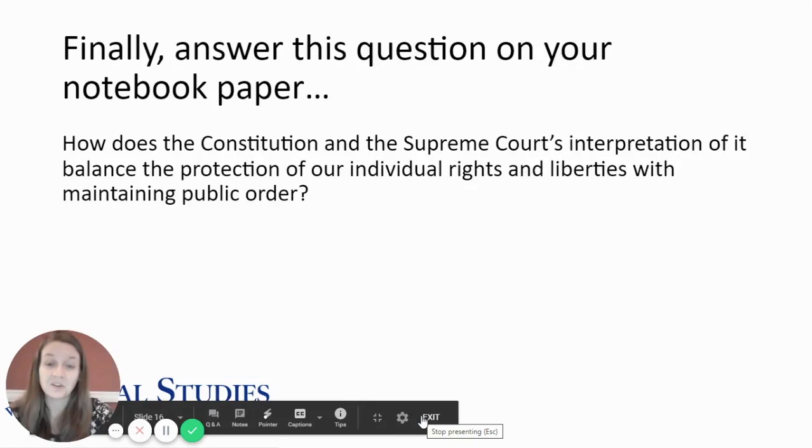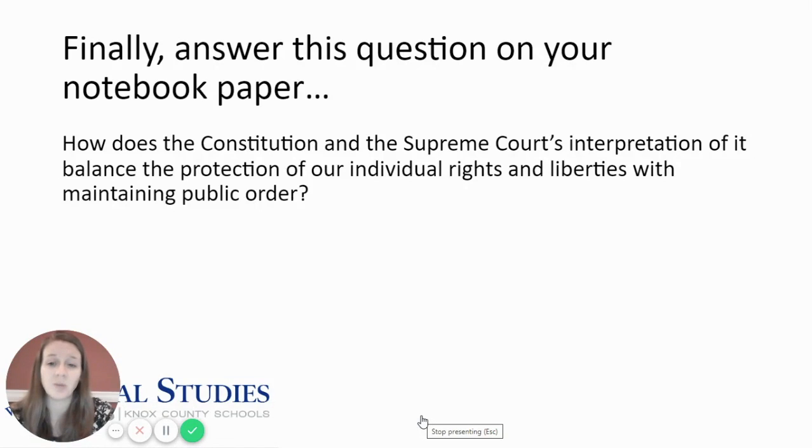Now that you've read the articles, completed the activities, and played the game, you should be ready to answer this question on your notebook paper. It says, how does the Constitution and the Supreme Court's interpretation of it balance the protection of our individual rights and liberties with maintaining public order? You can answer this question in paragraph form, or you can make a list of the ways that the Constitution and the Supreme Court's interpretation do this balancing. Go ahead and pause the video so you can write your answer.